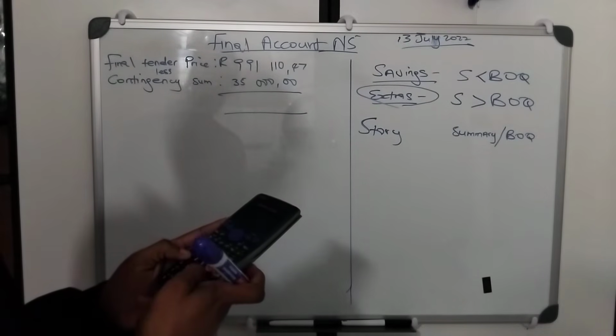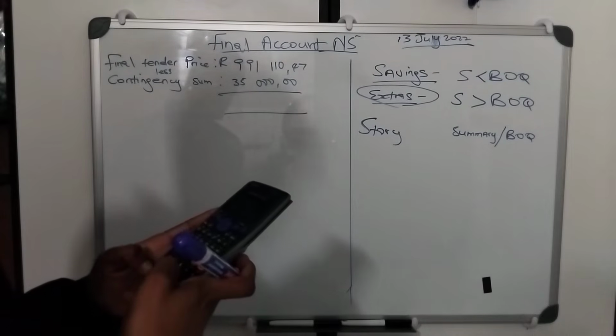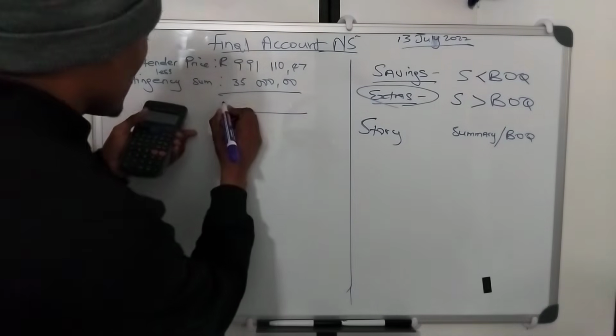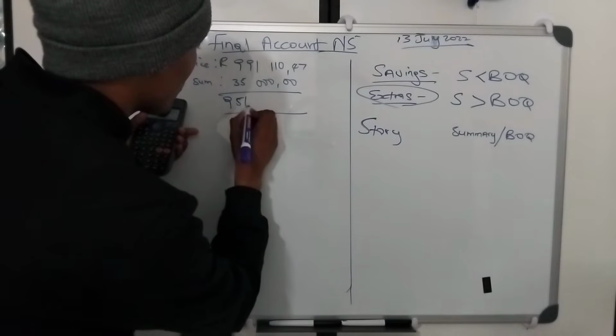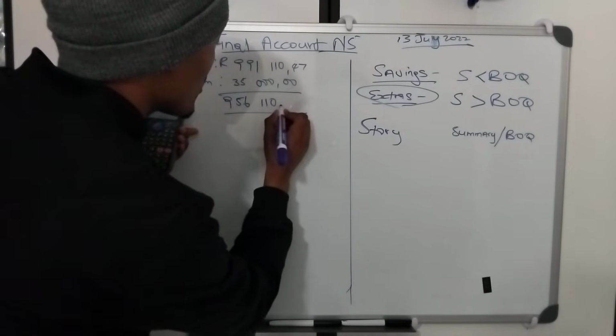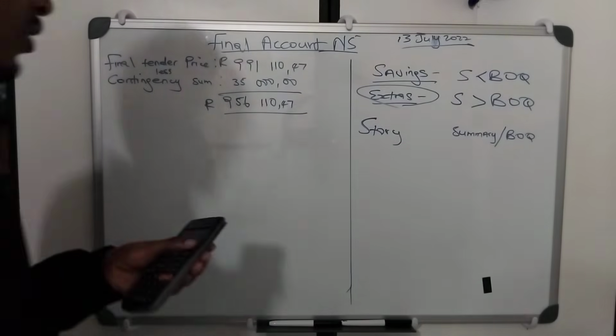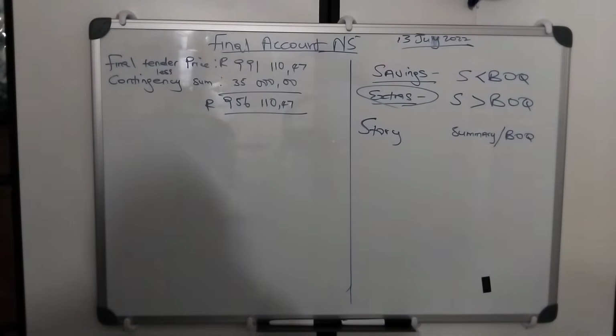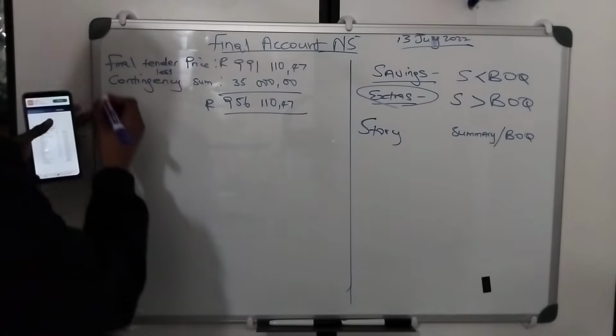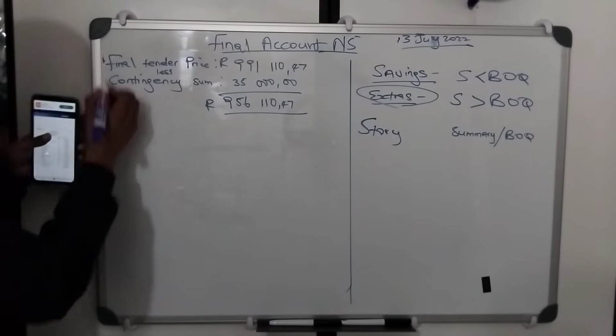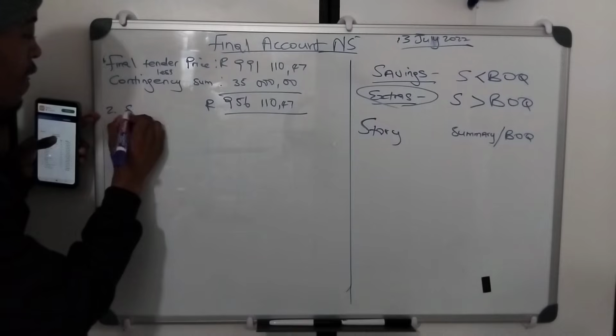So you're gonna less the final tender price minus the contingency sum, which is 991,110.47 minus 35,000. So you get 956,110.47. Okay. Now, what are we gonna be doing? What's our second step? This is our number 1. Go to number 2, savings.